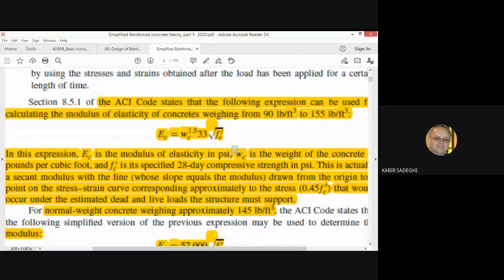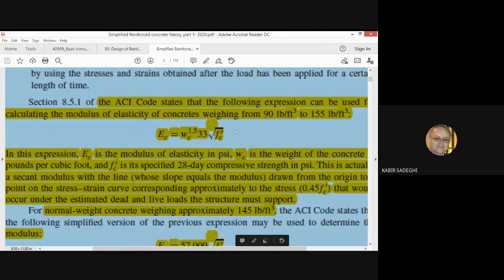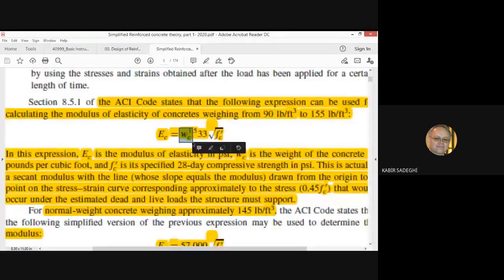Wc is the weight of concrete, actually the unit weight of it. And f'c is the compressive strength of concrete, which is specified at 28 days age, expressed in psi, pounds per square inch. If you have the unit weight of the concrete and the compressive strength of concrete, you can calculate the modulus of elasticity of concrete.